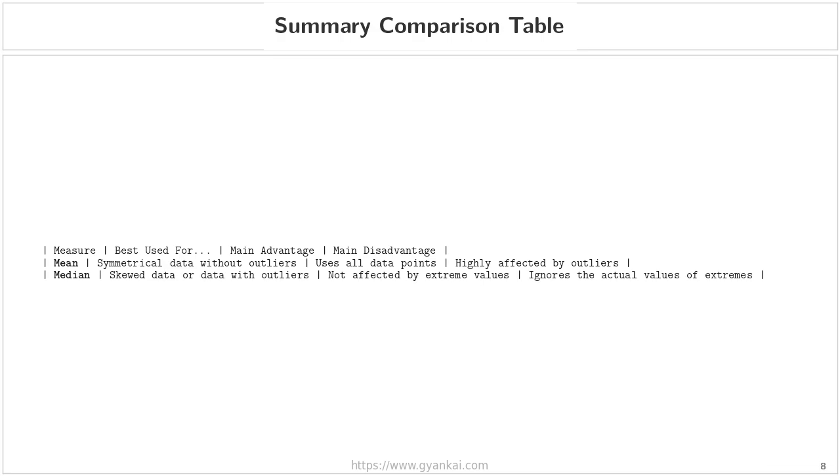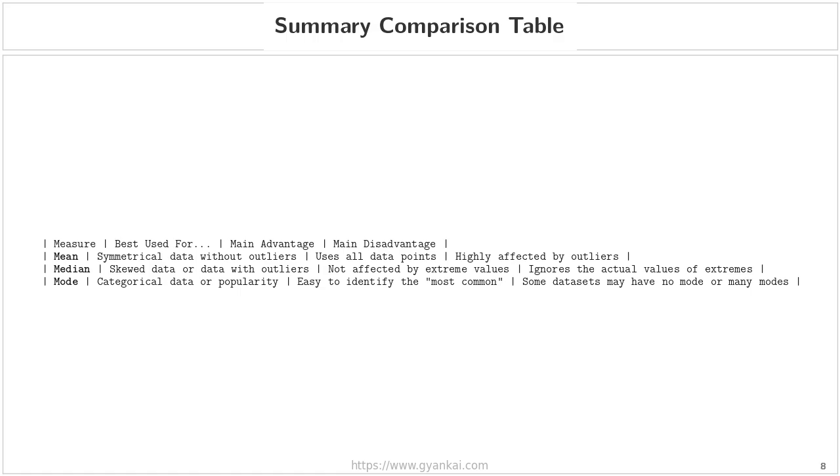Next, let's look at the median. We use the example of household incomes to show that the median is your best friend when dealing with skewed data or datasets that contain extreme values. The main advantage here is its robustness. It is not affected by how large or small those extreme values are. But the trade-off is that, because it only focuses on the middle position, it essentially ignores the actual numerical magnitude of the extreme values in the set.